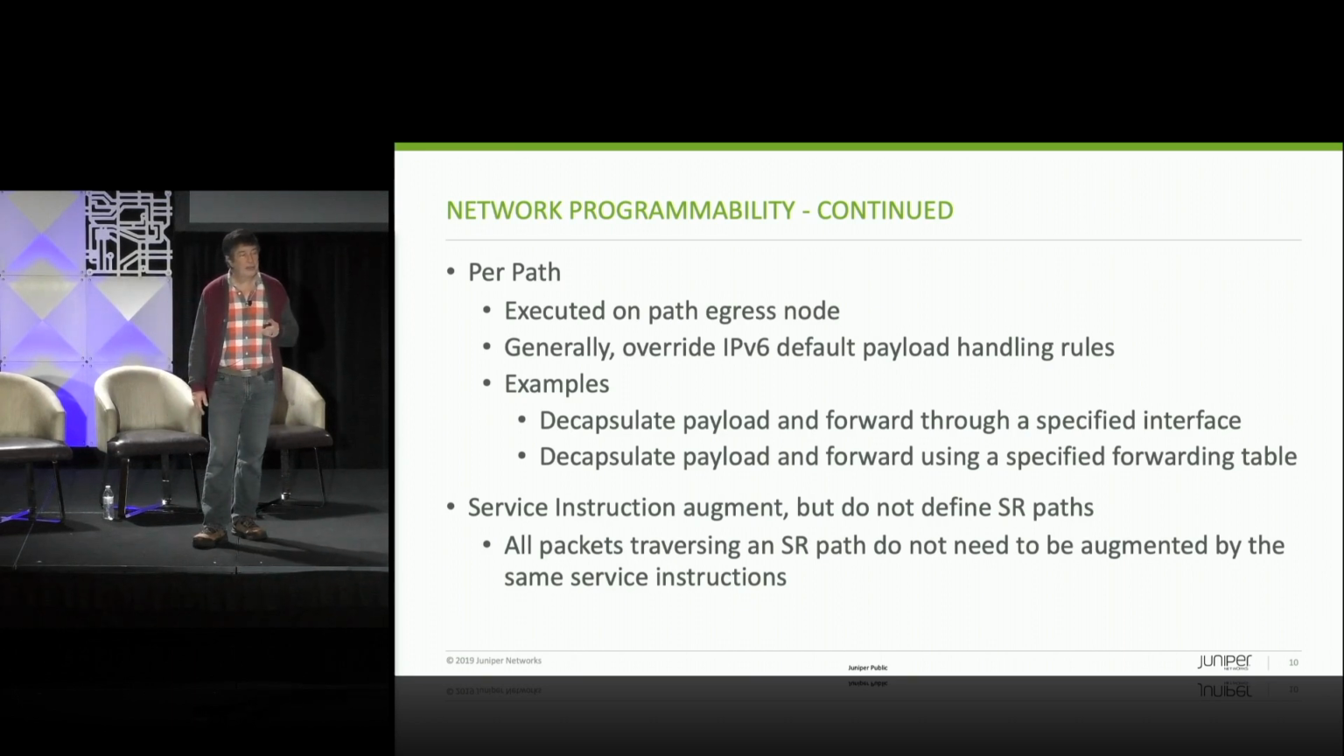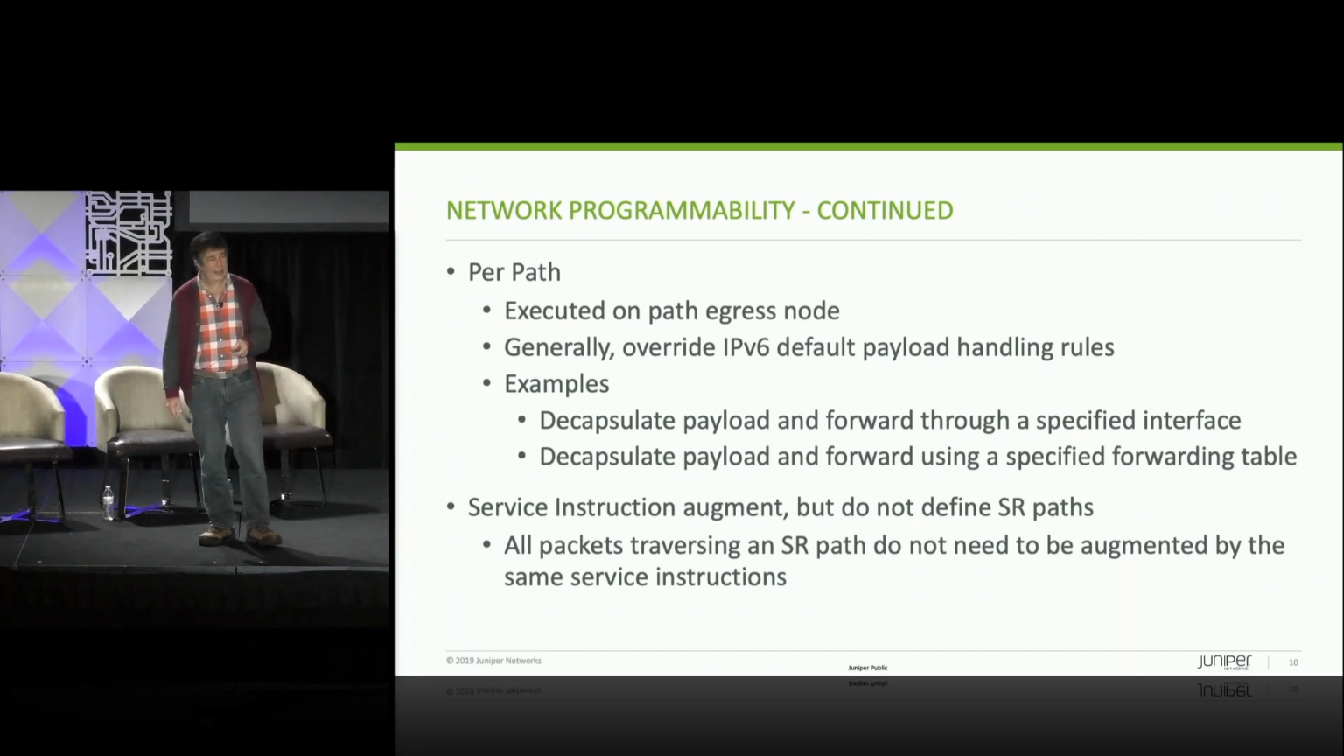Now, a service instruction augments but does not define an SR path. What does that mean? It means one packet can be sent through an SR path with one set of service instructions, another packet sent through the exact same path with a different set of service instructions.